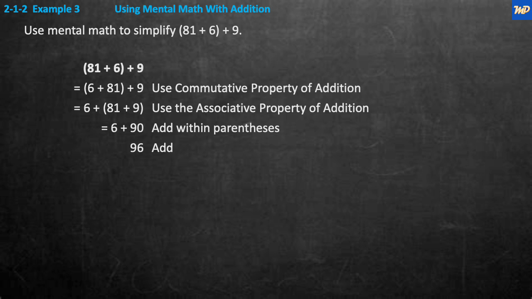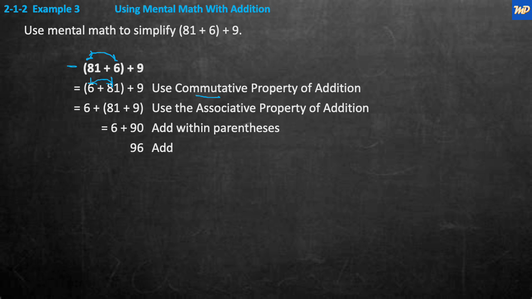So we write down the problem here. We've already got the 81 plus 6 plus 9. So the first thing they say, using the commutative property, we're going to move these numbers around. We move the 6 and the 81. They were like this, right? 6 and 81, we moved them this way. So now we've got the 6 first and the 81 second. And then we're adding the 9. That's using the commutative property because we can switch them around.